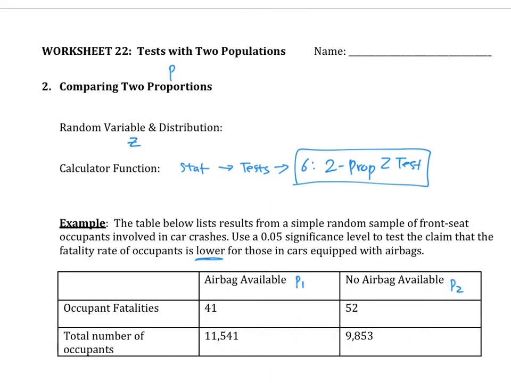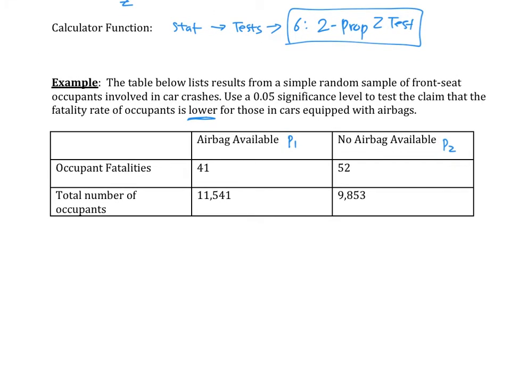And we're going to try to compare the proportions. And the claim is that the proportion for airbag is lower than the proportion for no airbag. So if I have to write that out, the claim is airbag is lower than, so that means less than, no airbag. So that means HA. Again, this is a strict inequality, no equal signs, that goes with HA. That means H naught is going to be the other way around. This is the original claim. So this is our setup.